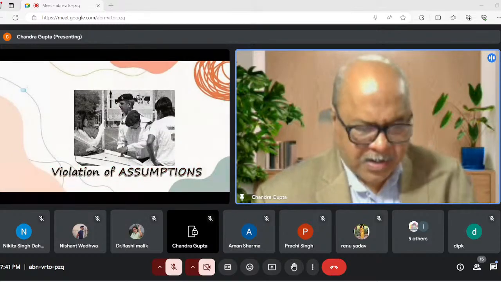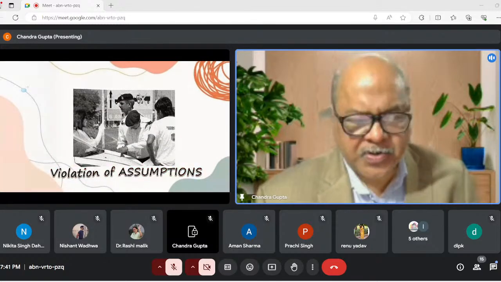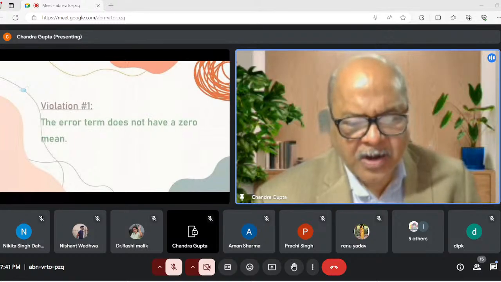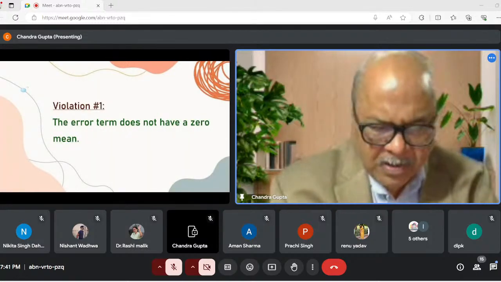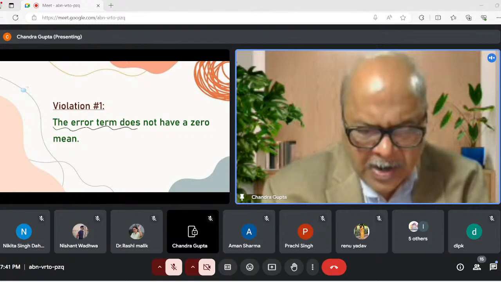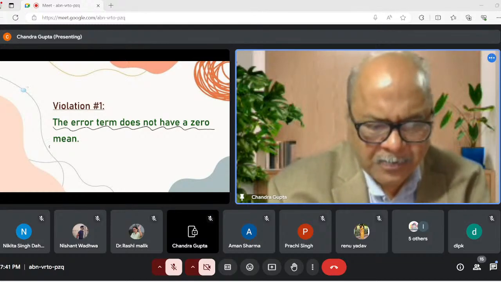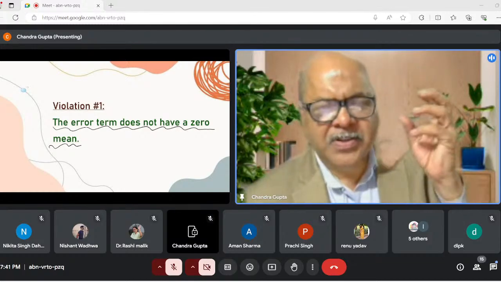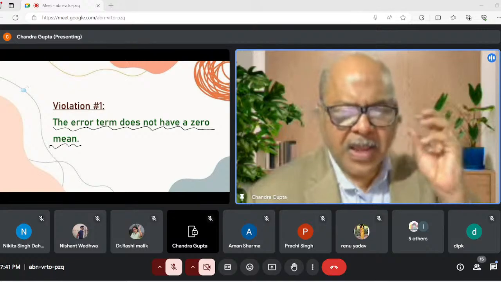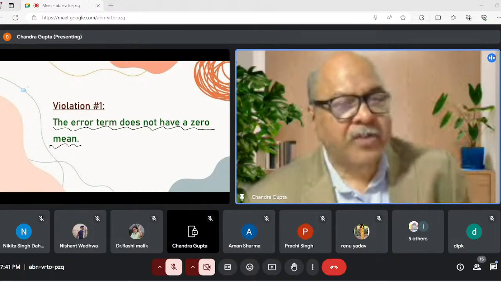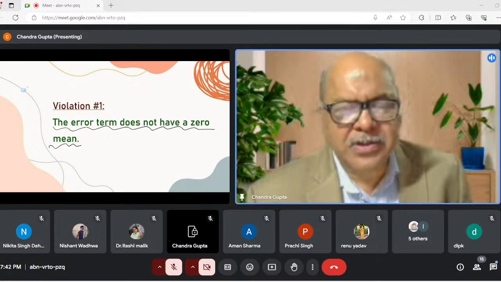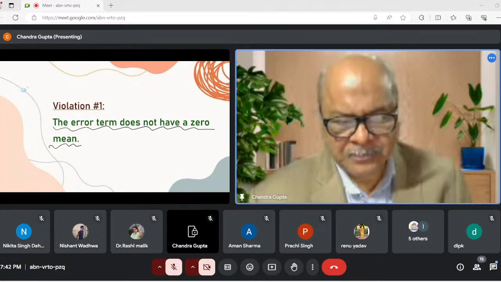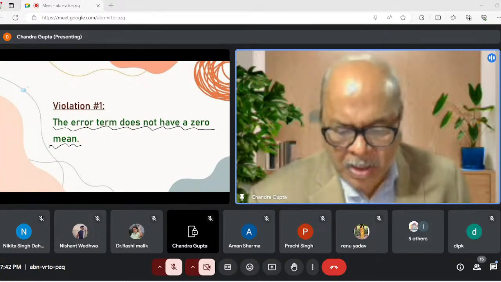Okay, so that violation of the assumptions which we have, and first assumption is error term does not have a zero mean. If you remember, we said that error term should have a zero mean. What if it doesn't? क्या होगा अगर error term का mean zero ना हो तो? How you will get it?